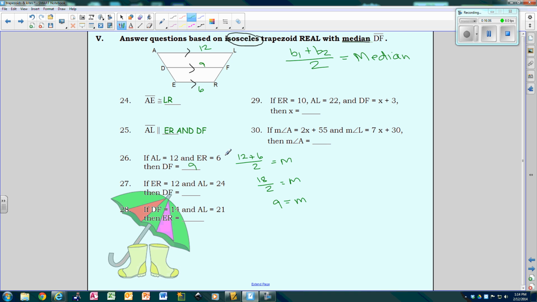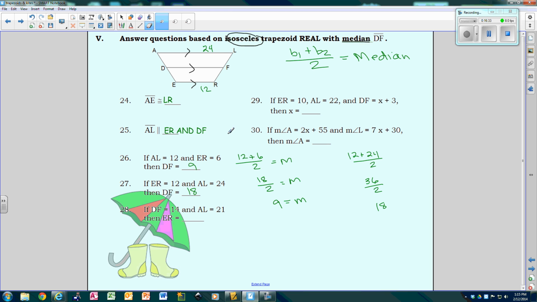Okay, well what if, so now I hope you're using pencil so you can erase this. What if ER is 12, AL is 24? So we're going to do 12 plus 24 divided by 2. 12 plus 24 is 36. 36 divided by 2 is 18. Now it would be 18.